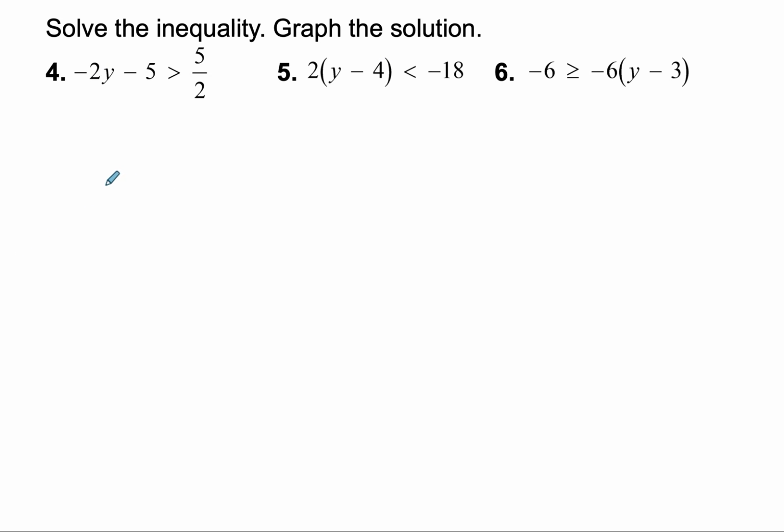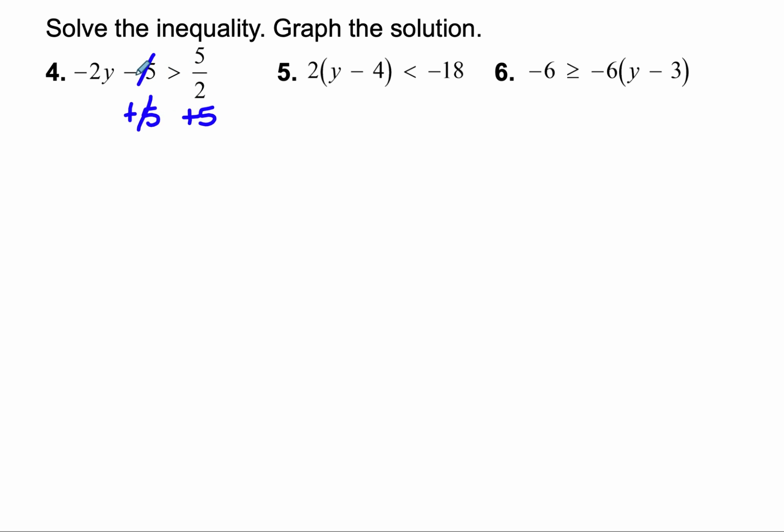All right, let's do these ones together. We've got some fractions in here, some parentheses. We haven't looked at ones quite like this yet today. All right, number 4. First step is going to be getting rid of that minus 5, and we're going to do it by adding a positive 5.